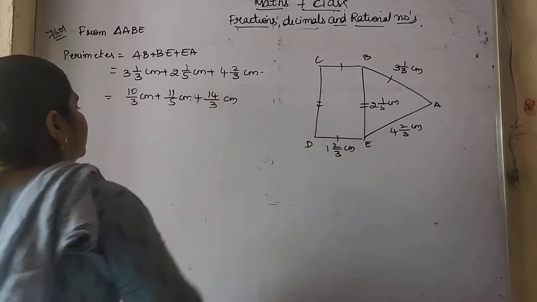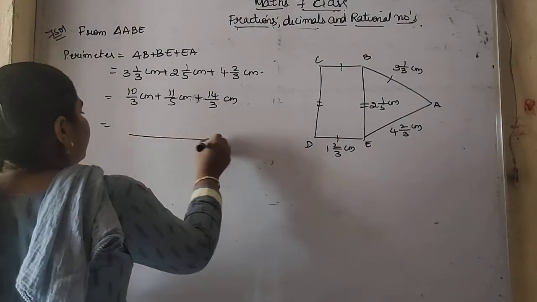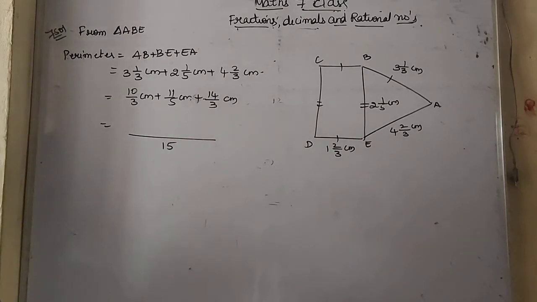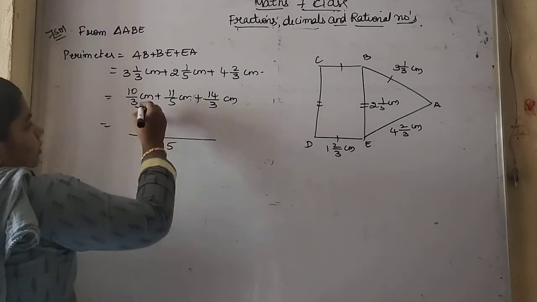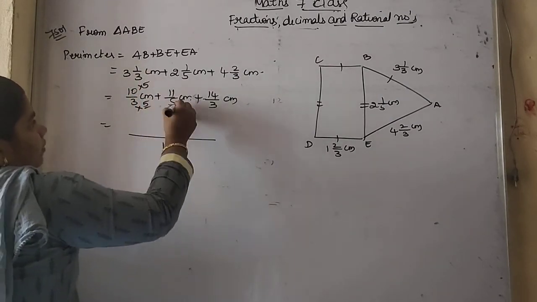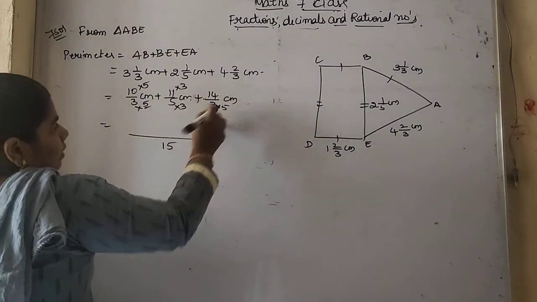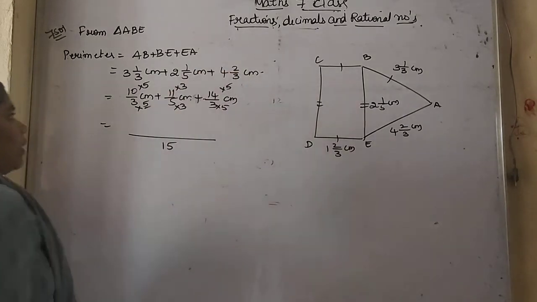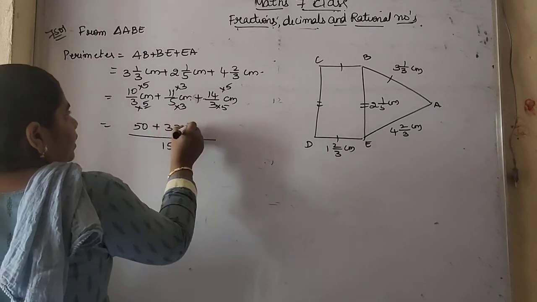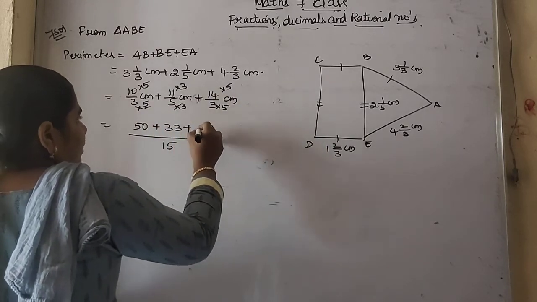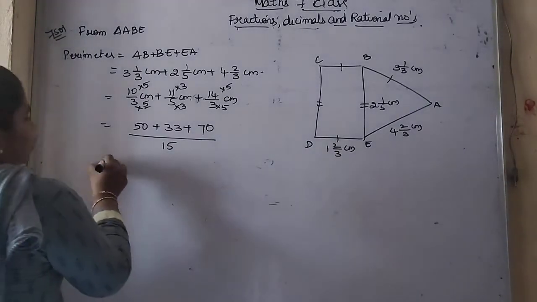Now all the denominators are different, so we have to take the LCM. The LCM of 3, 5, 3 will be 15. For 3, how much will you multiply to get 15? That is 5 times, so into 5. For 5, 3 times is 15, so into 3. For 3, 5 times will be 15, so into 5. So 10 5s is 50 plus 11 3s is 33 plus 14 5s is 70. Now do the addition.